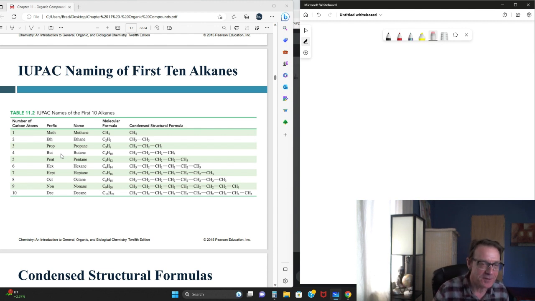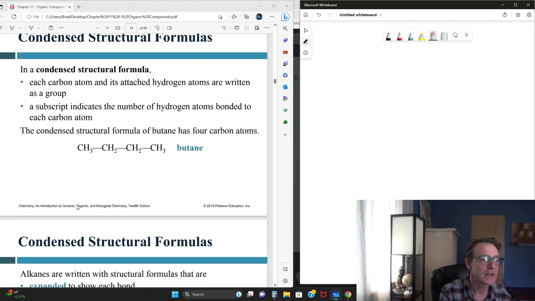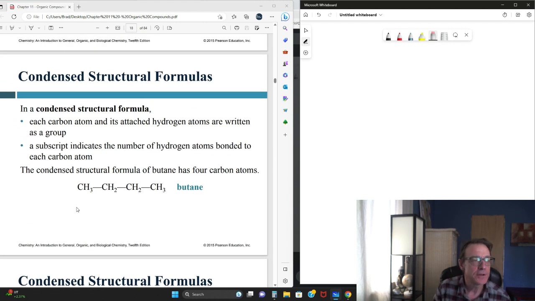Just memorize them. Use a mnemonic if you want, because you don't want to be looking these up all the time. You can, but it's going to slow you down so much. It's just going to become very cumbersome. So know that 1 carbon is meth, 2 carbons eth, 3 prop, 4 but, pent, hex, hept, oct, non, and up to dec. We get up to 10. It goes up from there, obviously, but this will be fine for us. This will give us a great foundation.